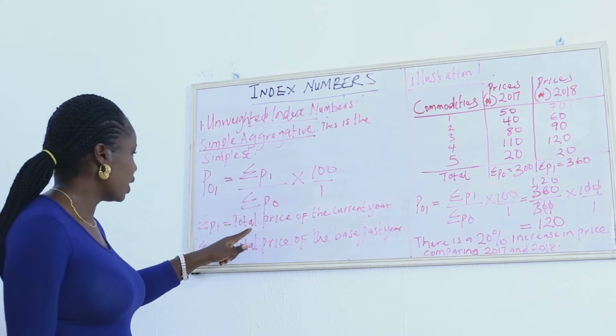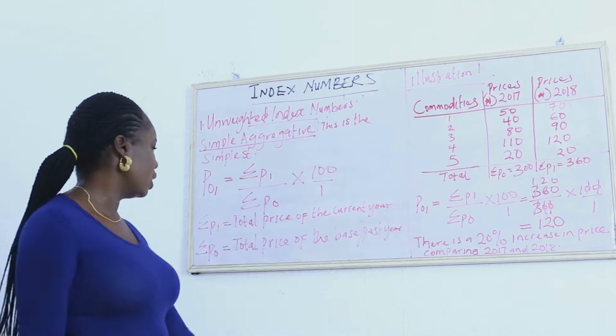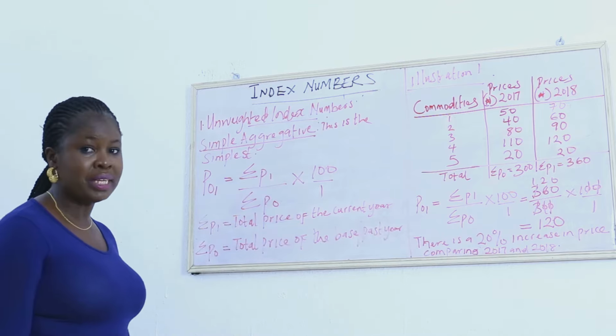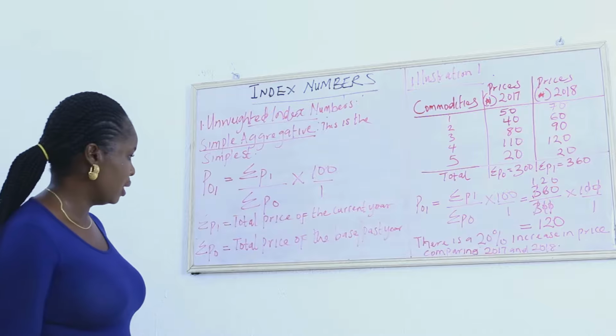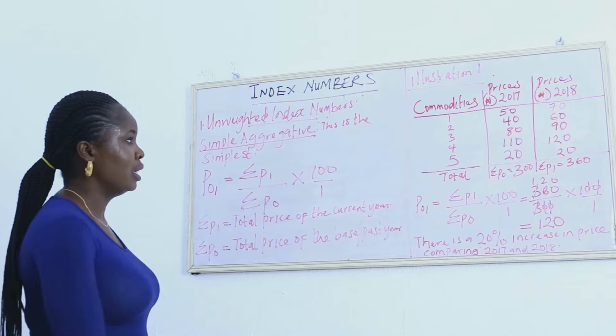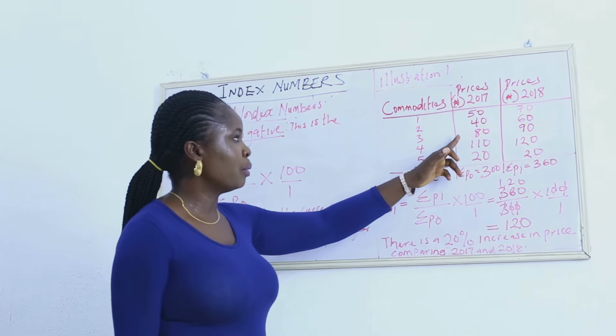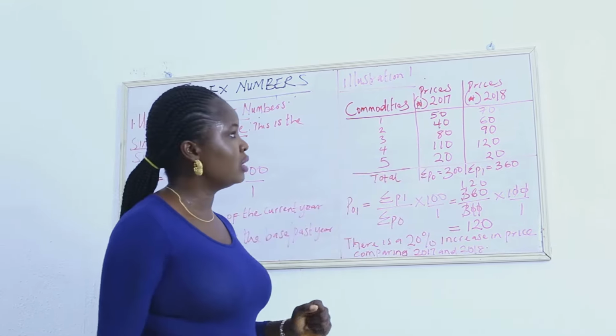P1 means total prices of the current year, while P0 means total prices of the base year or the past year. Looking at a logical example, these are the commodities, these are the prices in 2017, and these are the prices in 2018.